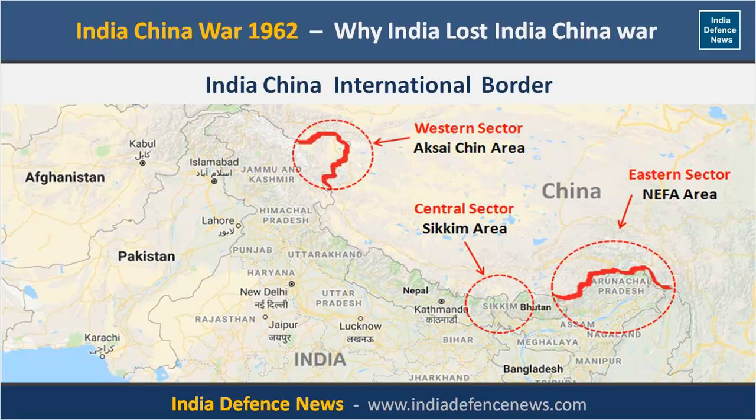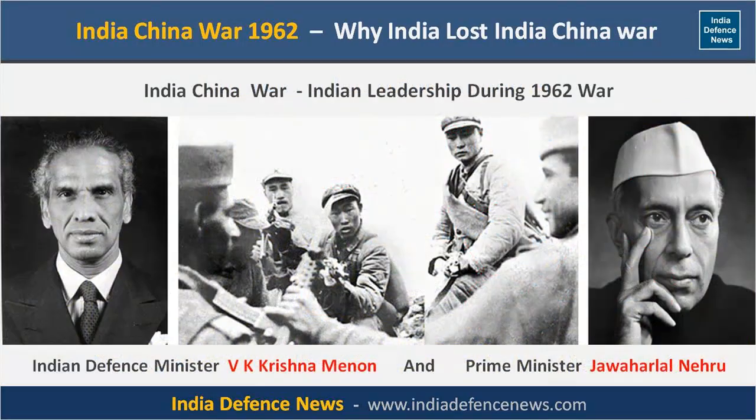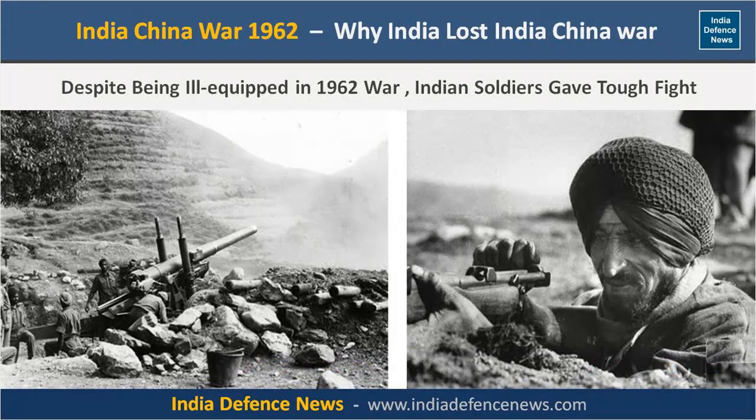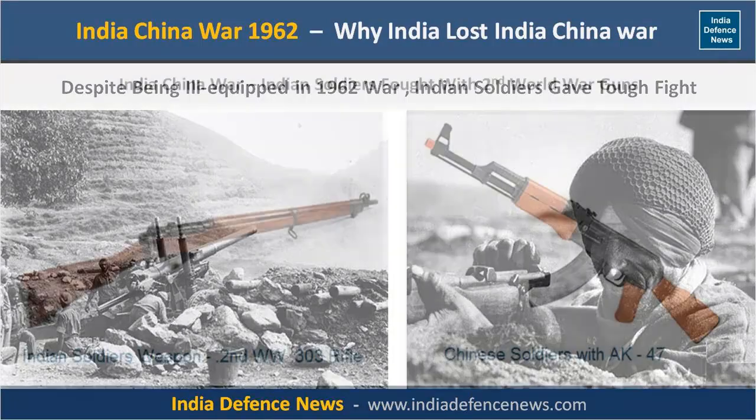This was a completely one-sided war, as neither the Indian political leadership nor the Indian army had prepared for it. Prime Minister Jawaharlal Nehru was in a complete state of shock, as he had blindly trusted the Chinese leadership and never expected China to launch an attack on India. As a result, the Chinese troops could easily advance over Indian forces in both the eastern and western sectors.